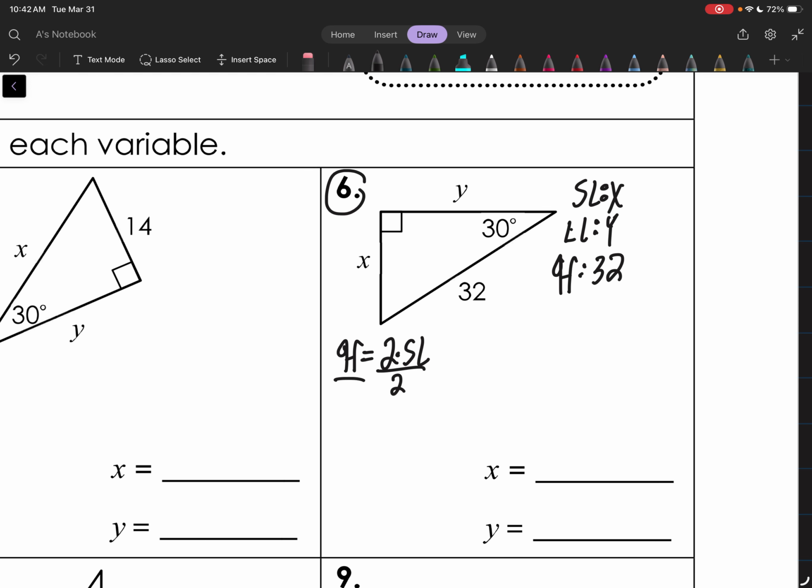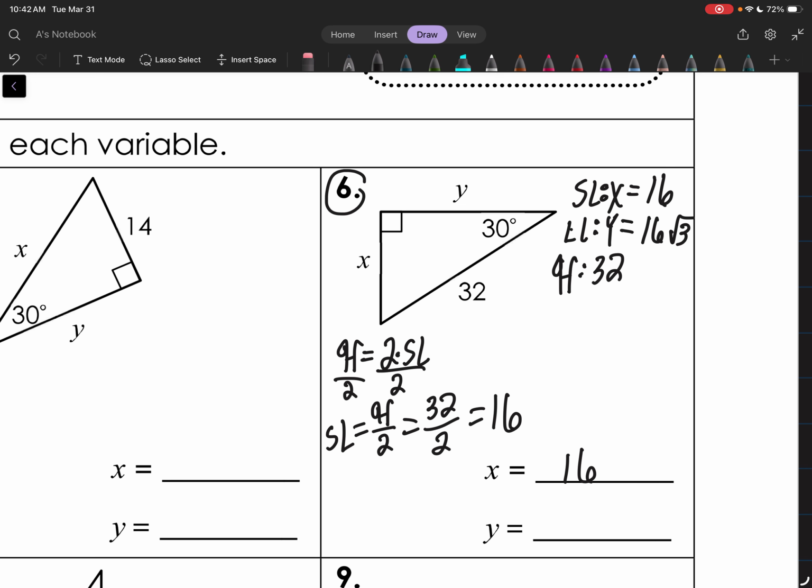So if I divide by 2, I can find that the short leg is equal to the hypotenuse over 2. My hypotenuse is 32. Therefore, my short leg must be 16. X is 16, finished. To get Y, I'm going to do 16 times the square root of 3, and that's it.